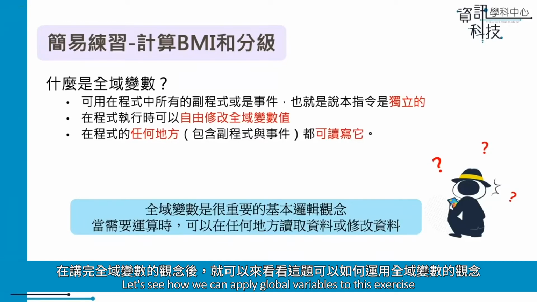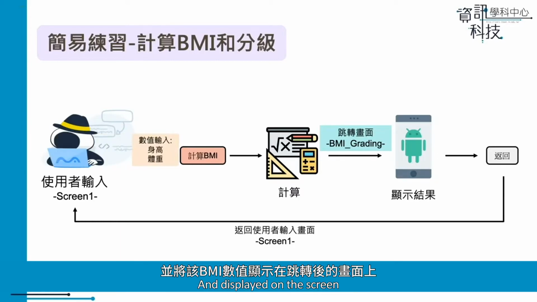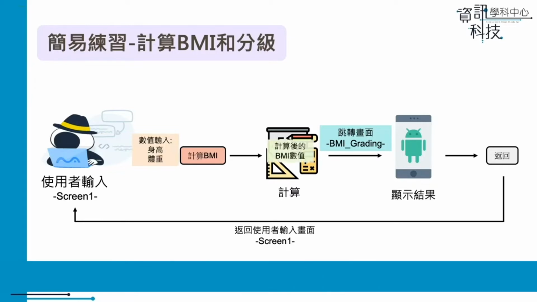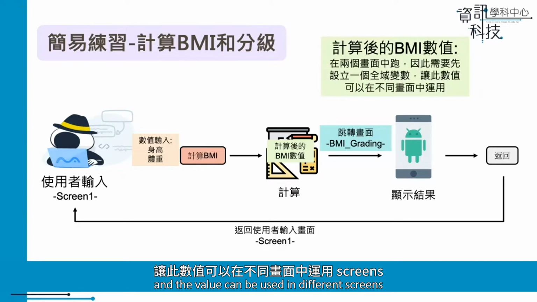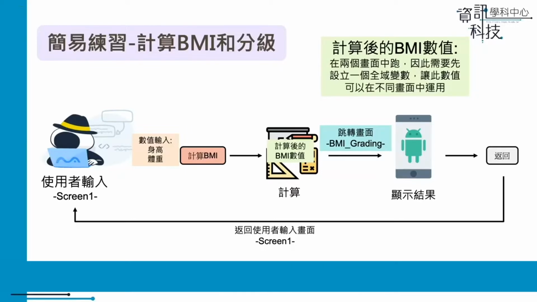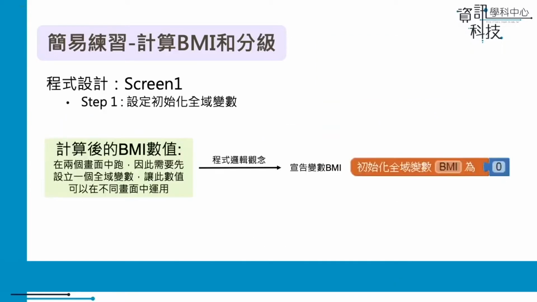Let's see how we can apply global variables to this exercise. After entering the user's height and weight, the BMI value will be computed and displayed on the screen. Since the value is used across two screens, a global variable must be created first, so the value can be used in different screens. In terms of blocks, we need to set a global variable. Since the BMI value has yet to be calculated, set it to 0 at first.